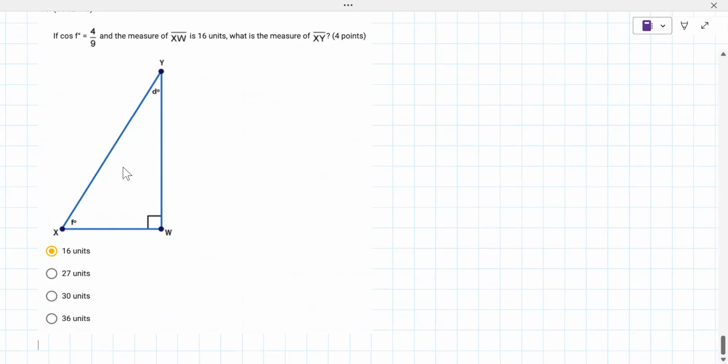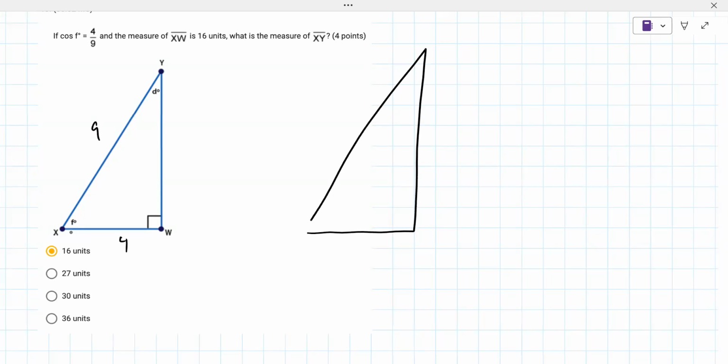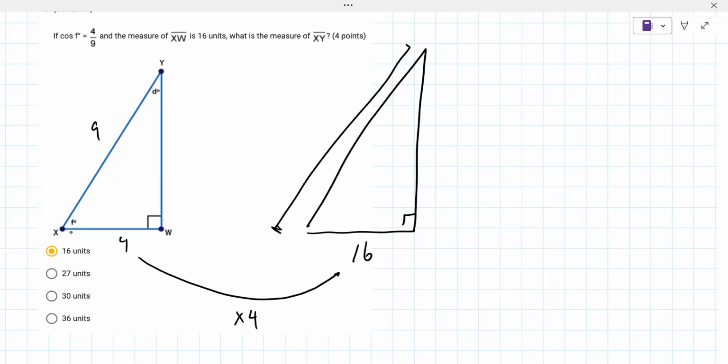So you've done cosine F is 4/9 and W is 16 units. Basically they're telling you it's similar triangles here. So this one's 16. How do you go from 4 to 16? Well, you multiply by 4. Then what's this length up here if you multiply by 4? You would get 36.